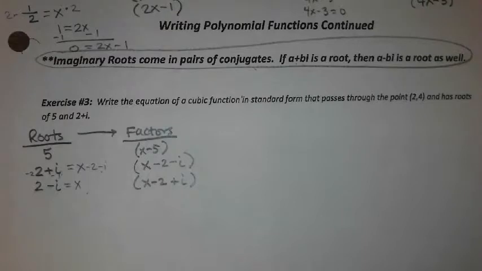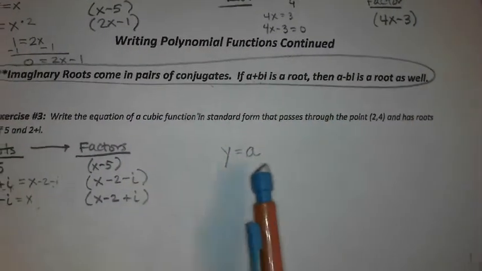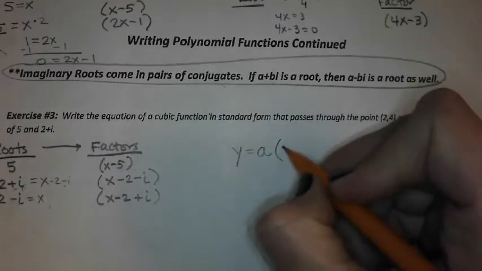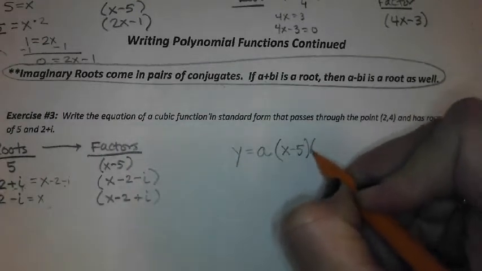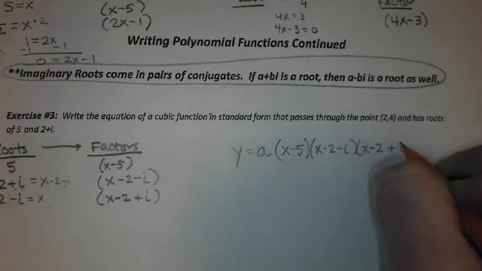All right, so now going back to your general format. The one that we used yesterday is still going to be the same thing. y equals a times, and then go and plug in all of your factors. We already came up with them, so x minus 5, x minus 2 minus i, and x minus 2 plus i.